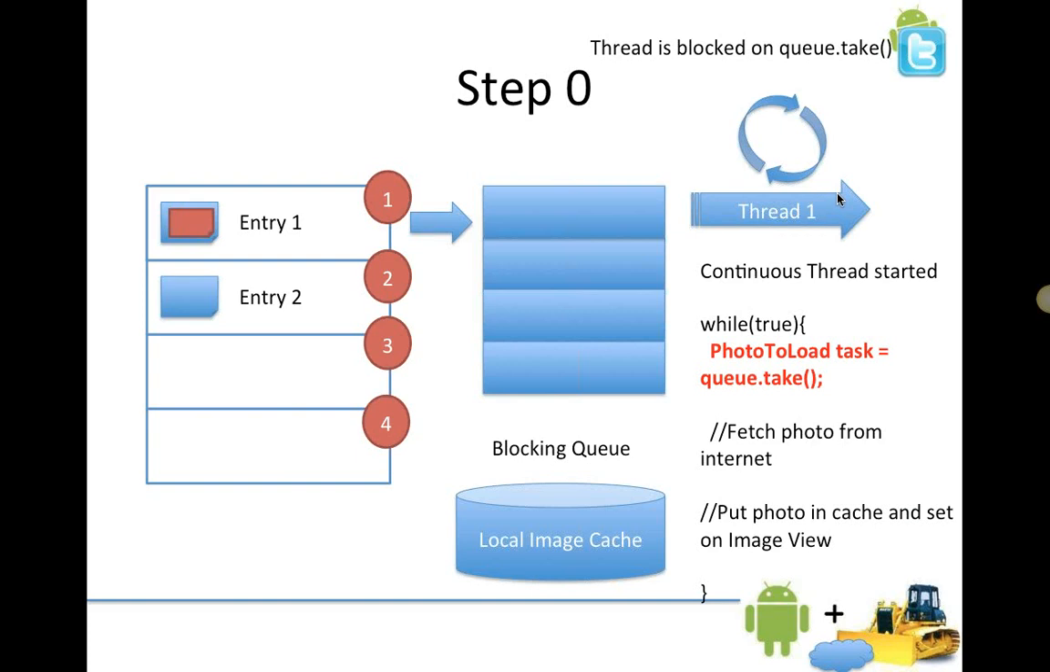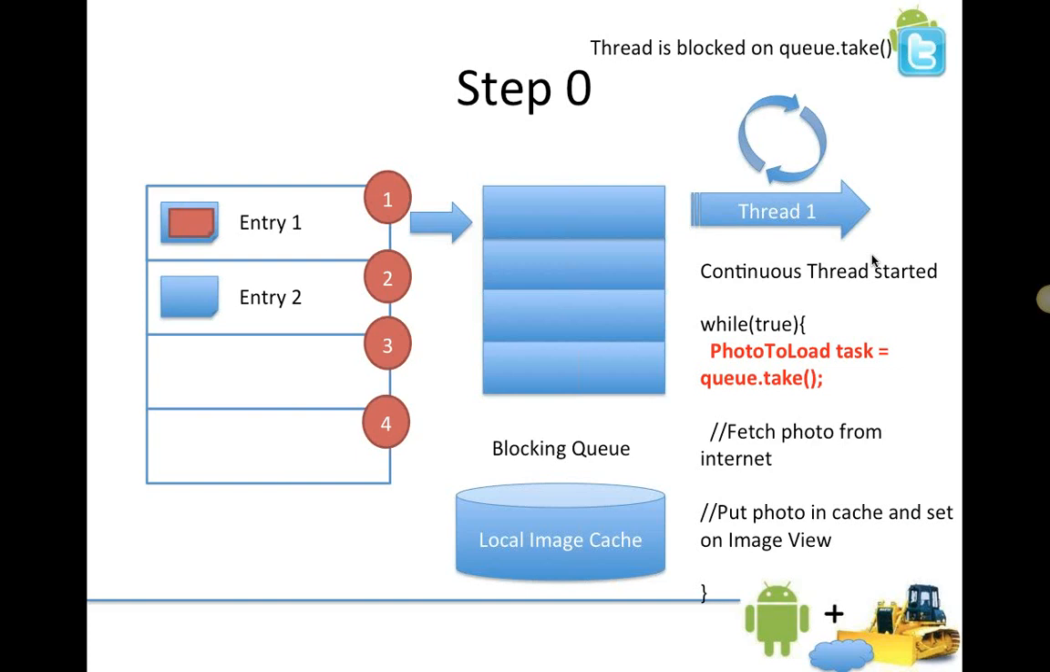But here's one more intelligent thing which we can do. Now, if I come back to entry 1, if I scroll below and then scroll up again, I'm coming back to entry 1. Now, I don't even need to go to the queue. I can just check in my image cache whether I have that image and use that.